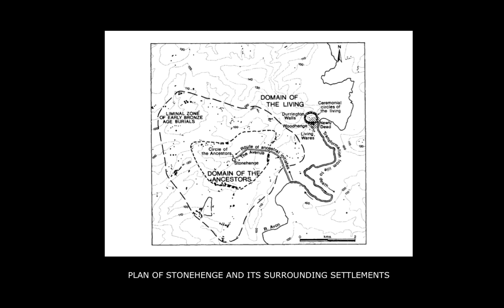You can see here the ceremonial circles of the living. If you look beneath where it says Domain of the Living, you'll find Durrington Walls. I'll point this out as well. Here's Durrington Walls. You see this interesting passageway, the transformation from life to death, and this leads to Stonehenge, what is also referred to as the Circle of Ancestors. So you see a strong connection between ideas of life and the afterlife, and you see this actual and conceptual passage to death, with the transformation from life to death.